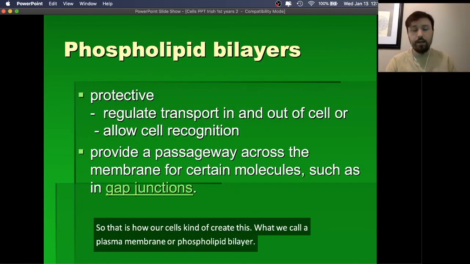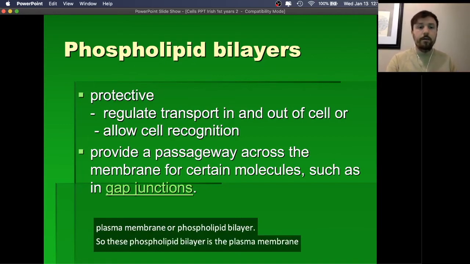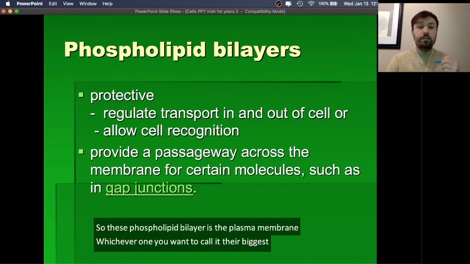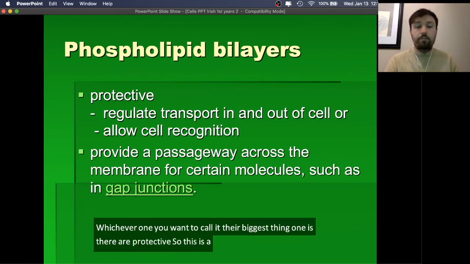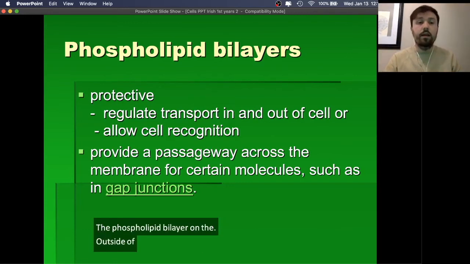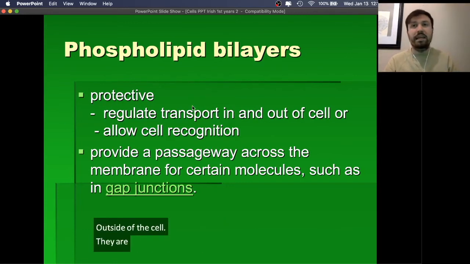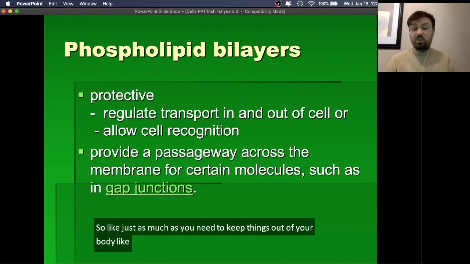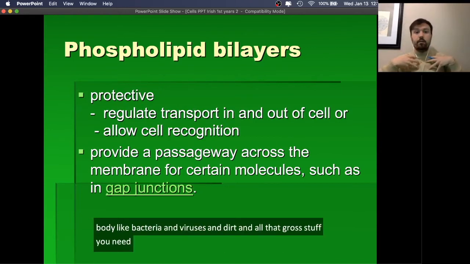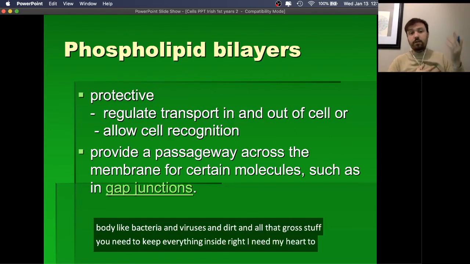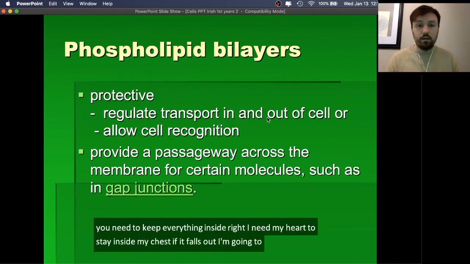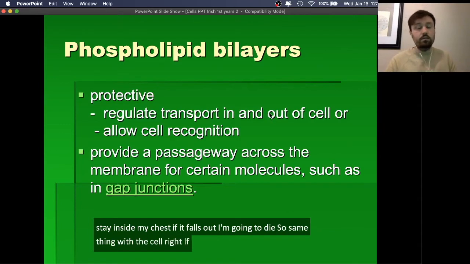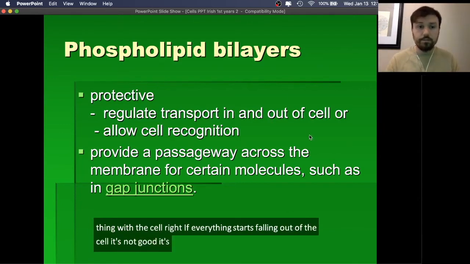So these phospholipid bilayers, the plasma membrane, whichever one you want to call it, their biggest thing, one, is they're protective. This is a function of the membrane, the phospholipid bilayer on the outside of the cell. They keep things in or out of the cell. Just as much as you need to keep things out of your body, like bacteria and viruses and dirt and all that gross stuff, you need to keep everything inside, right? I need my heart to stay inside my chest. If it falls out, I'm going to die. It's the same thing with the cell, right? If everything starts falling out of the cell, it's not good. It's not going to be able to function, right?